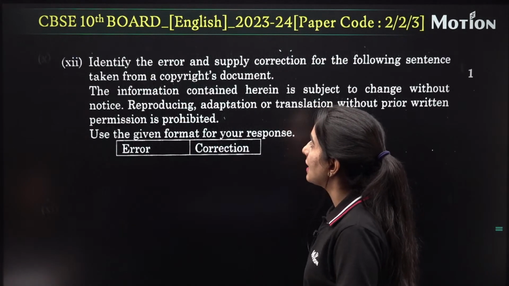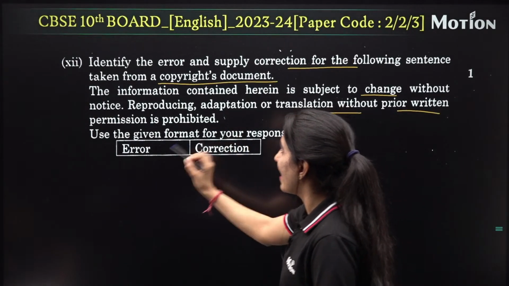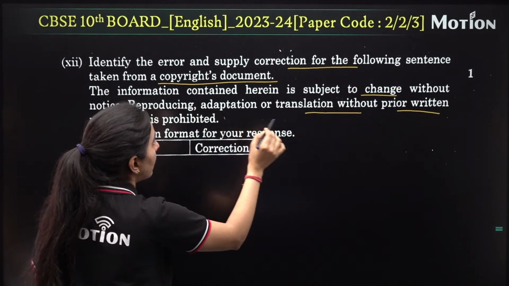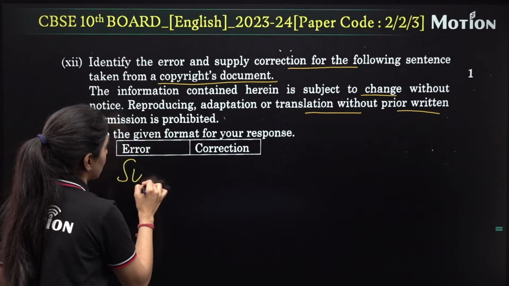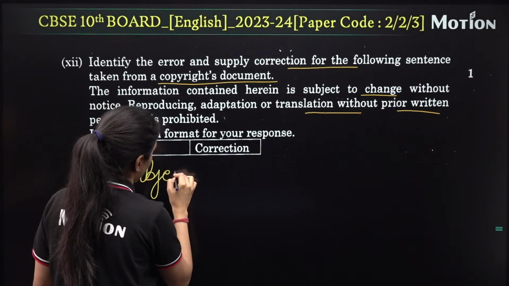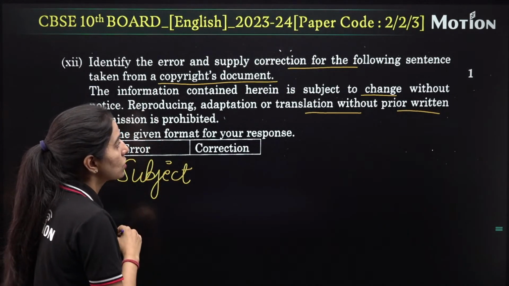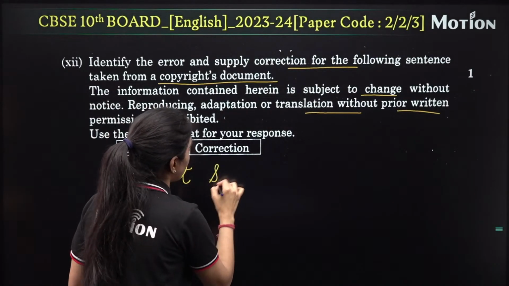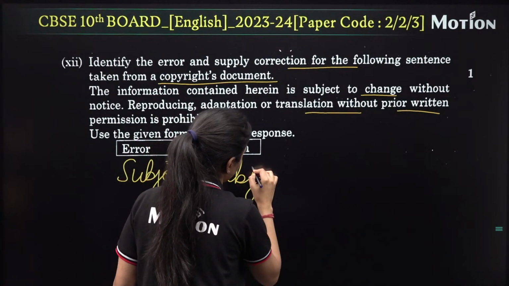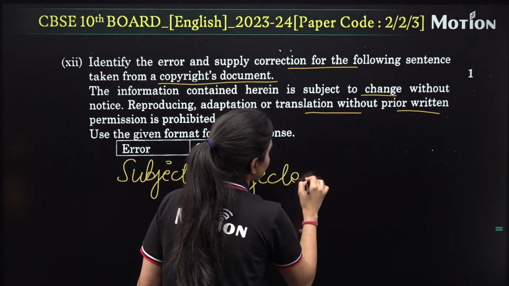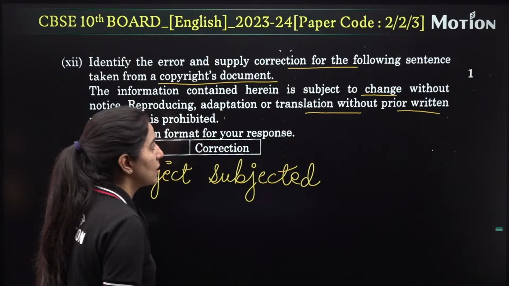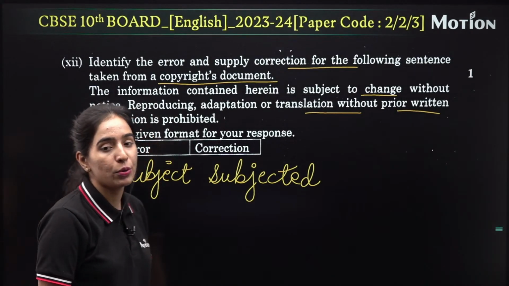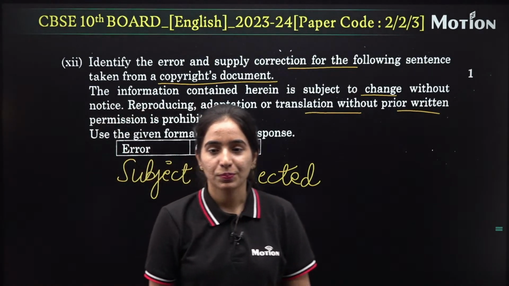So what will be the correct answer? The wrong part, the error part is the information contained here is subject. So the correct answer will be the information contained here is subjected to change. Again, it will be second form of verb, subjected to change without notice.